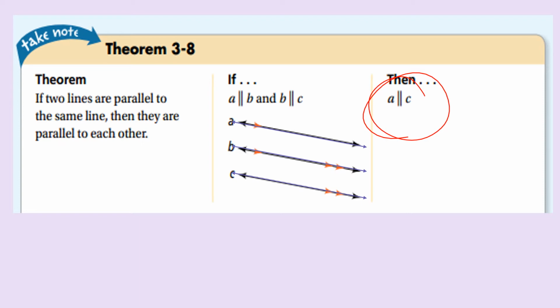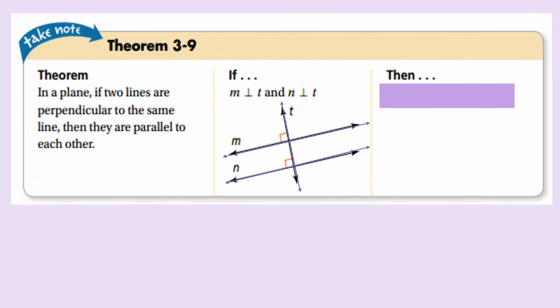So whenever you have 2 parallel lines and they're parallel to the same line together, then those 2 lines are parallel to each other. Theorem 3-9, in a plane: if two lines are perpendicular to the same line, then they are parallel to each other. So we have M is perpendicular to T and N is perpendicular to T. So that means that M is parallel to N.